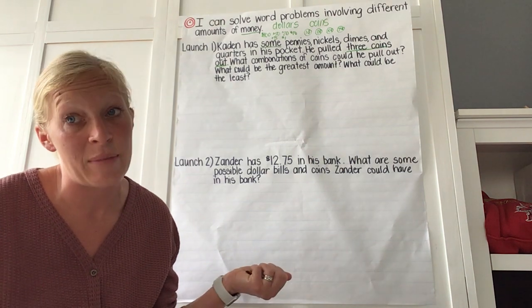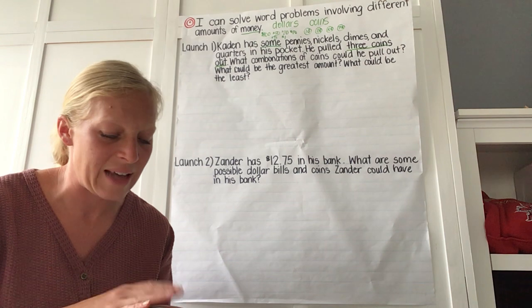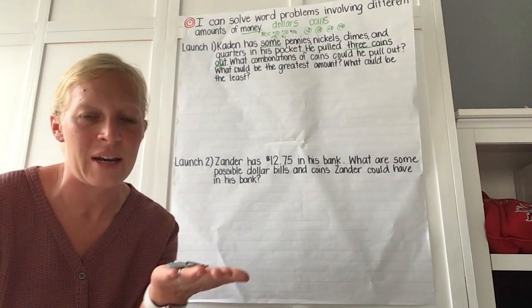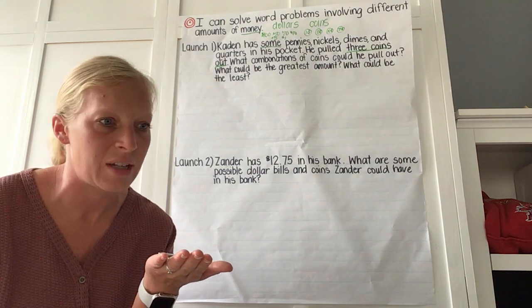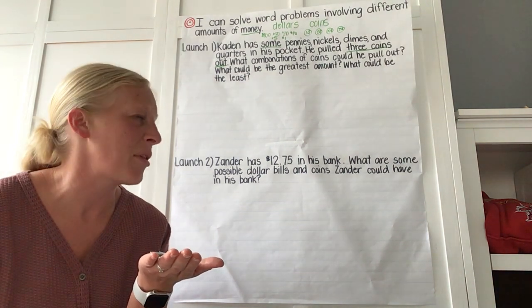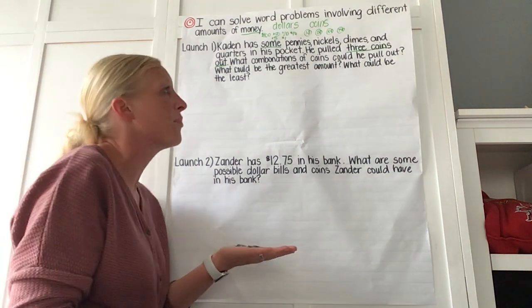And eventually you find out how much you have, right? But he pulls 3 of these coins out. Now this could be any combination. You guys are going to think about all the different combinations that he could have, right? You're going to come up with as many as you can possibly think of, and we'll have a chance to share all of those in a little bit.